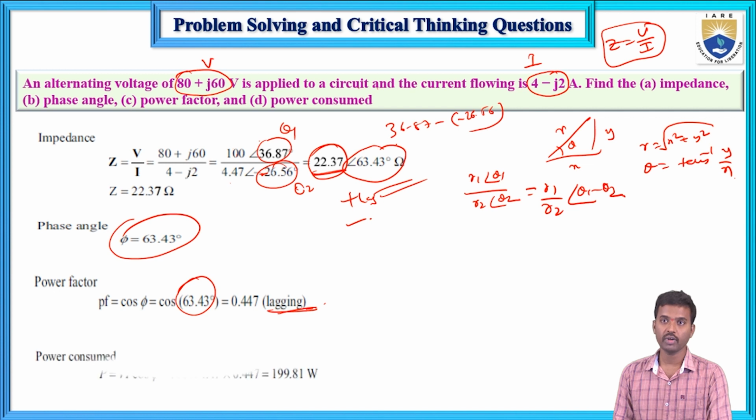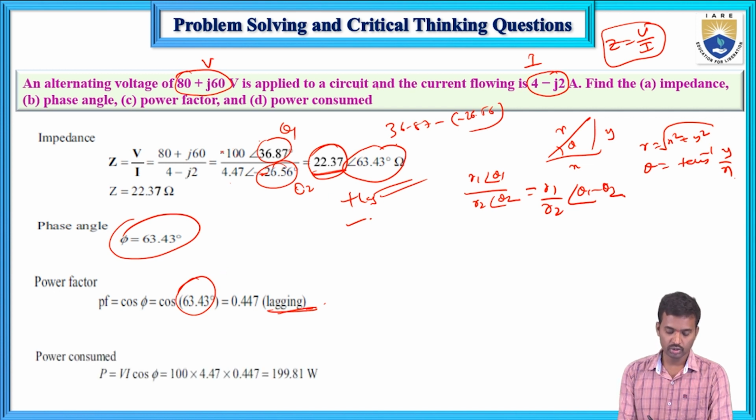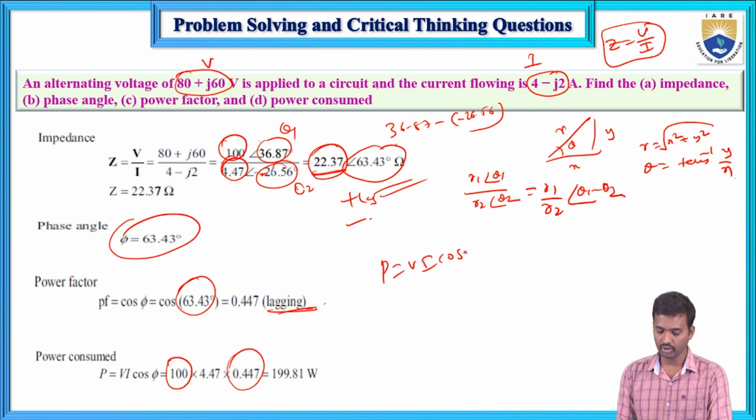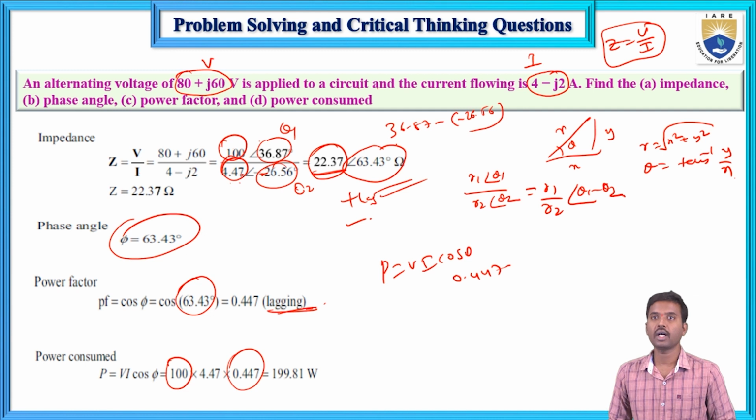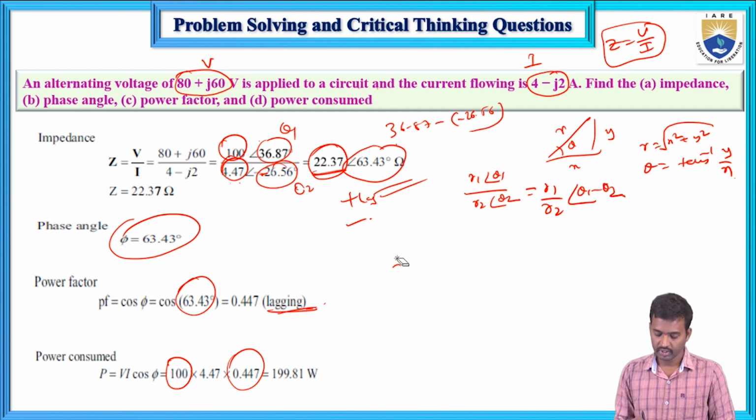Now what about power consumption? For this we need the voltage, the current and the power factor. So P equals V into I cos phi. Cos phi is 0.447, the voltage is 100 and the current is 4.47. So the final value is 199.81 watts.